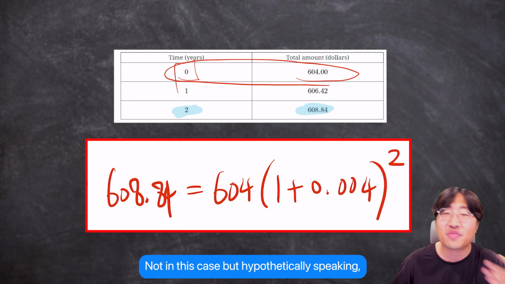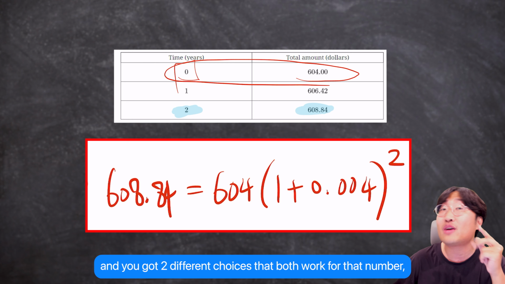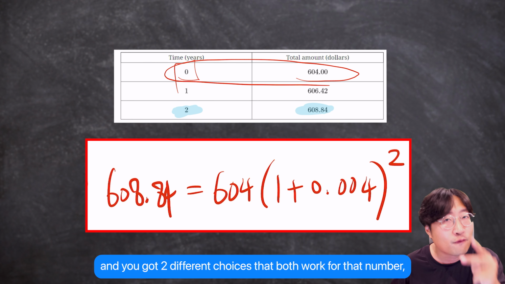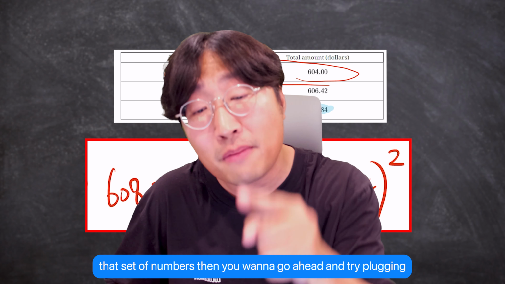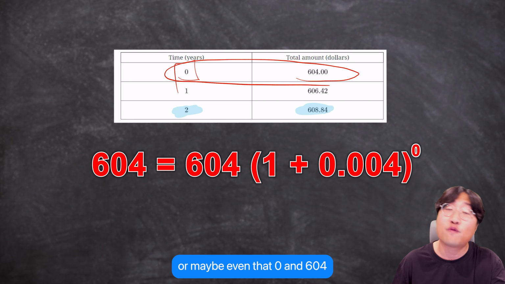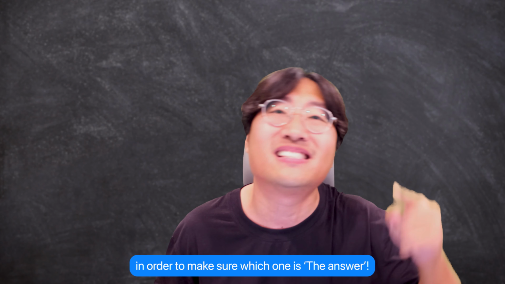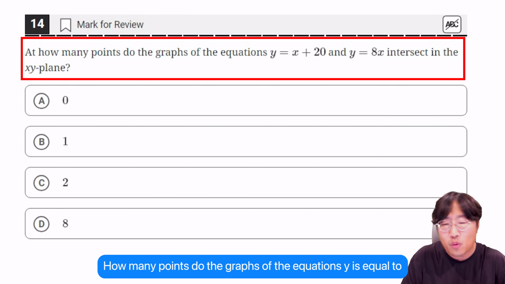Not in this case, but hypothetically speaking, if you were to plug in the 2 and 608.84 and you got two different choices that both work for that set of numbers, then you want to go ahead and try plugging in maybe that 1 and 606.42, or maybe even that 0 and 604, in order to make sure which one is the answer.